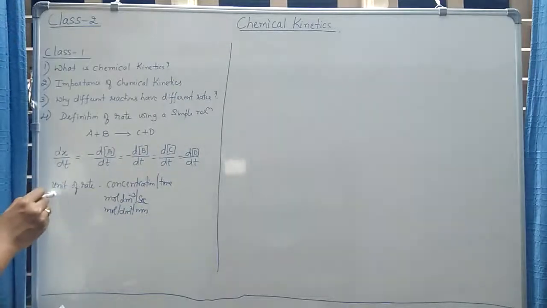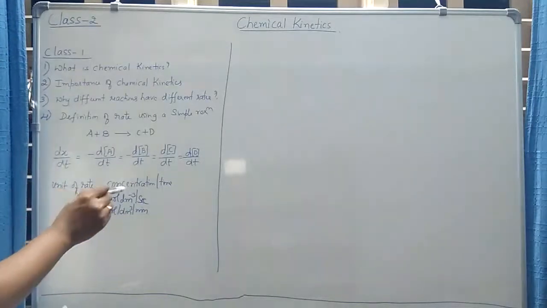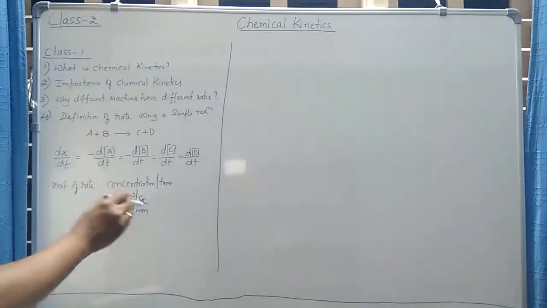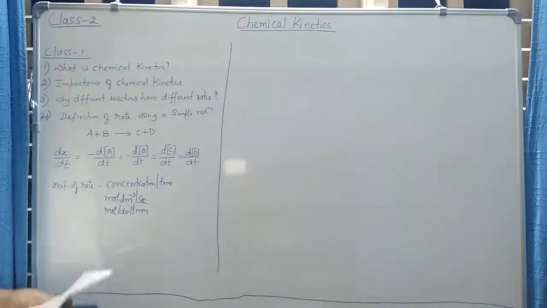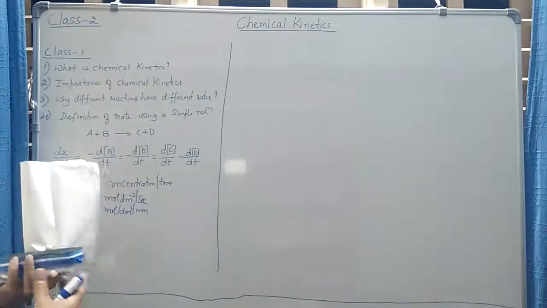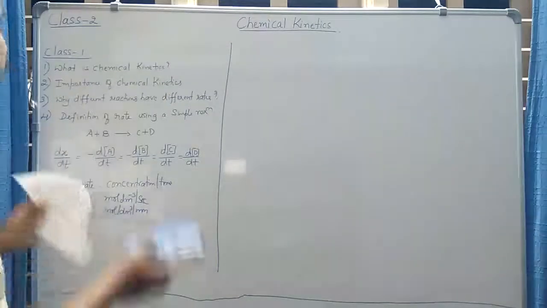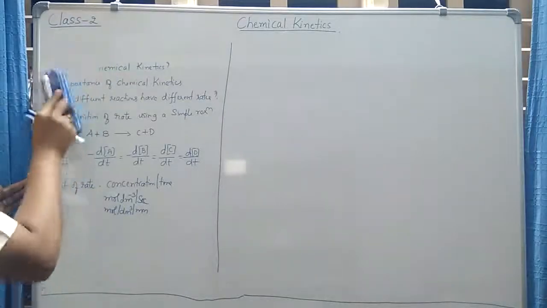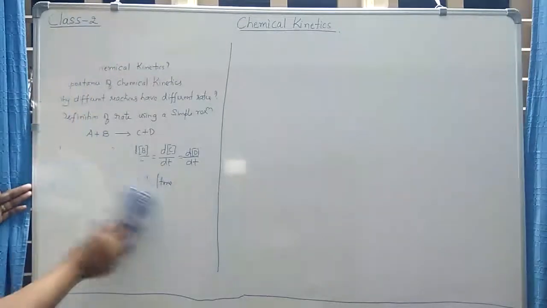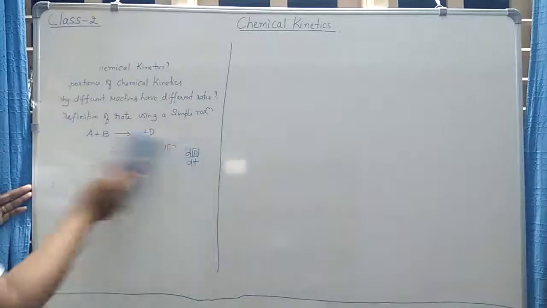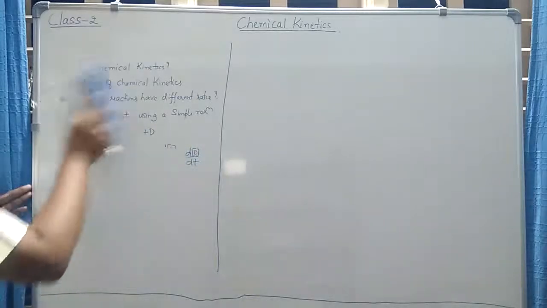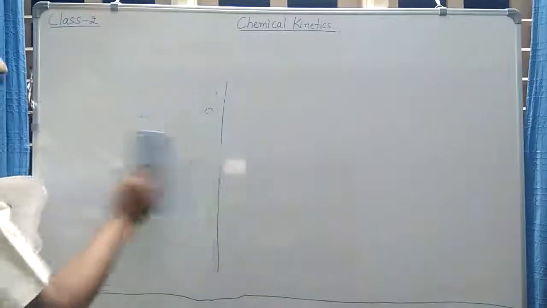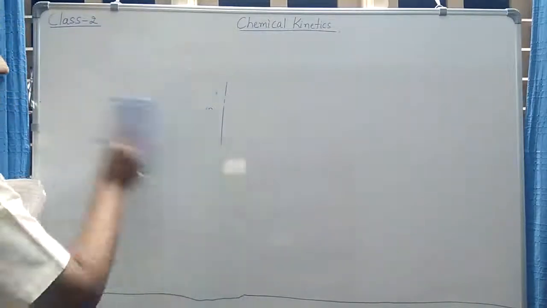And we also discussed the unit of rate. It is concentration per time, which is generally expressed as mole per dm cube per second or mole per dm cube per minute. Okay, so this is what we studied in the previous class. In today's class, we will take some complex reactions, okay, and we will try to understand what the rate of such reactions is.